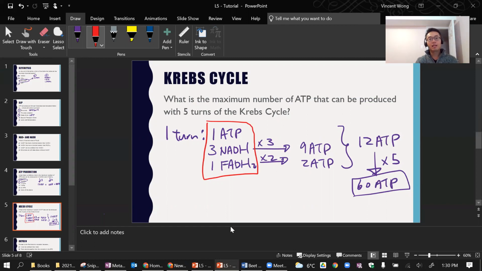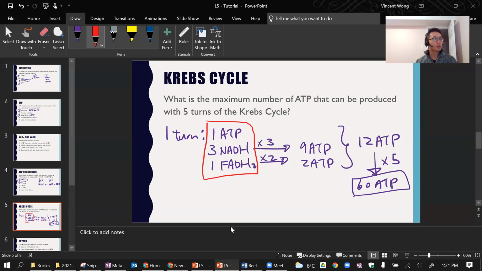Then these energy carriers will take the electrons to the ETC, and based on what I told you earlier, 1 NADH can produce up to 3 ATP. That's why if you have 3 NADH, it's going to be 3 times 3, which gives you the 9, right? And same thing for the FADH2, except we'll be multiplying by 2, right? So altogether, all this is from one turn, right? So one turn alone will create 12 ATPs. And so if you do it 5 times, it's going to be 12 times 5. I hope that makes more sense.